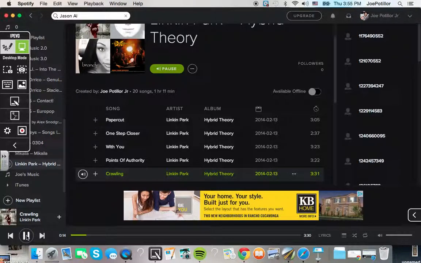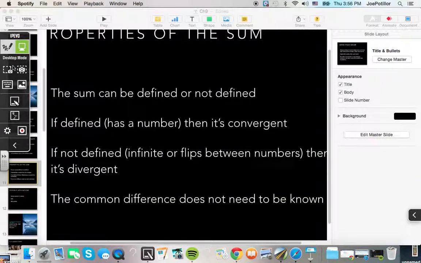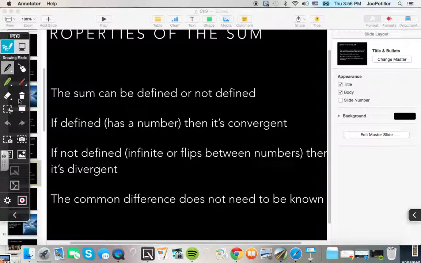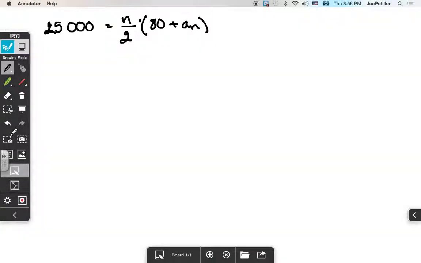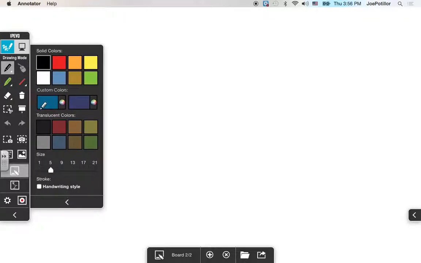Alright, so let us continue talking about infinite sequences and finite sequences as we have been doing. So now I want to talk a little bit about the sum of a sequence, or what happens when we start adding stuff together.